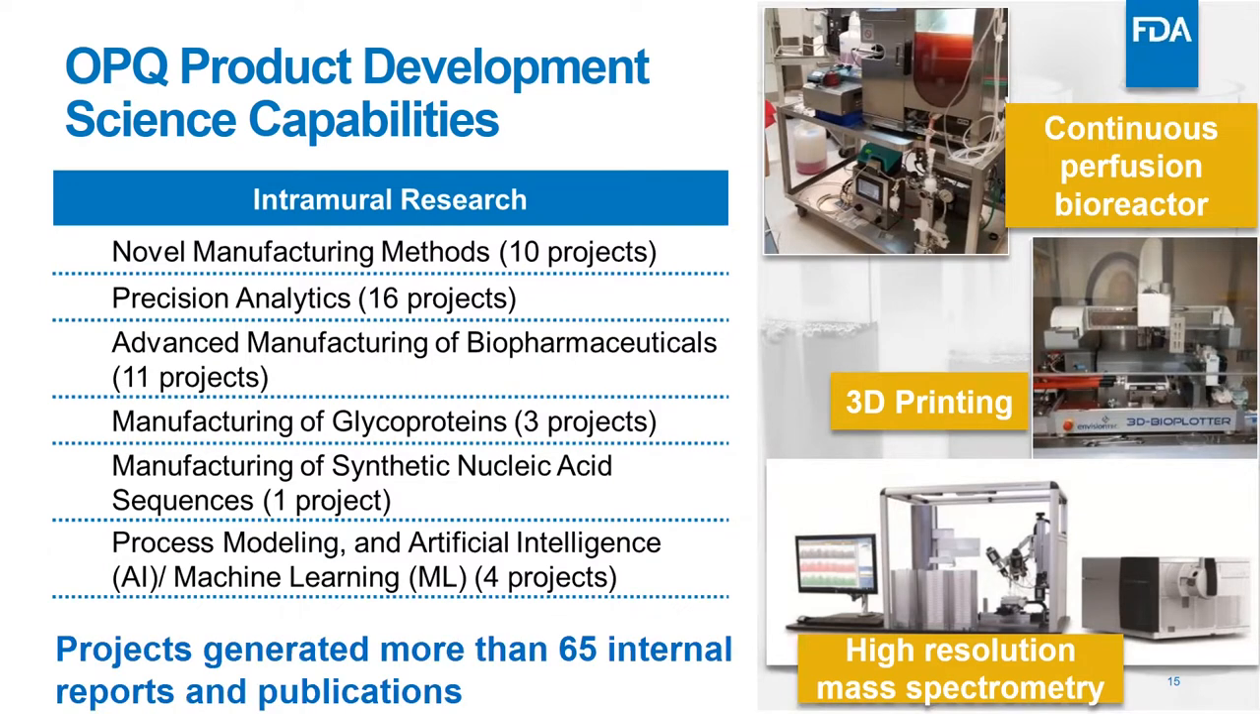Next bullet here. Just in the last few years, as we stood up these research plans, these projects have produced over 65 internal reports and publications. These internal reports are going directly to review teams or supporting a project or a sponsor meeting. So they're very impactful outputs.